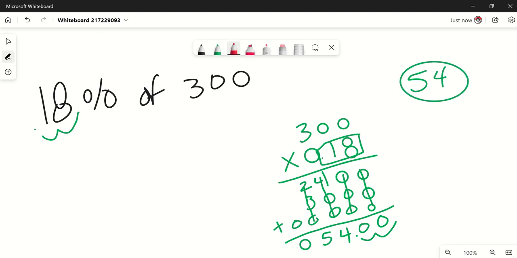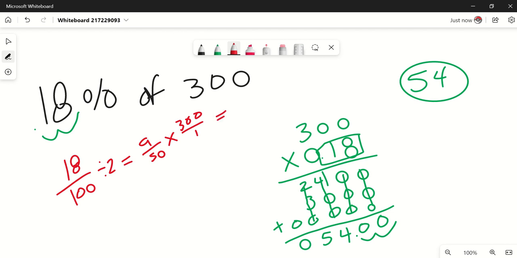Now, let's do the fraction method. This would be 18 over 100 as a percentage. I'm going to divide both of these by 2. That would give me 9 over 50. And none of these will have any common factors, so I'm going to multiply it by 300. And I'm going to put the 300 over 1. This will make this 2,700 divided by 50. I can drop the 2 zeros. So this would be 270 divided by 5.